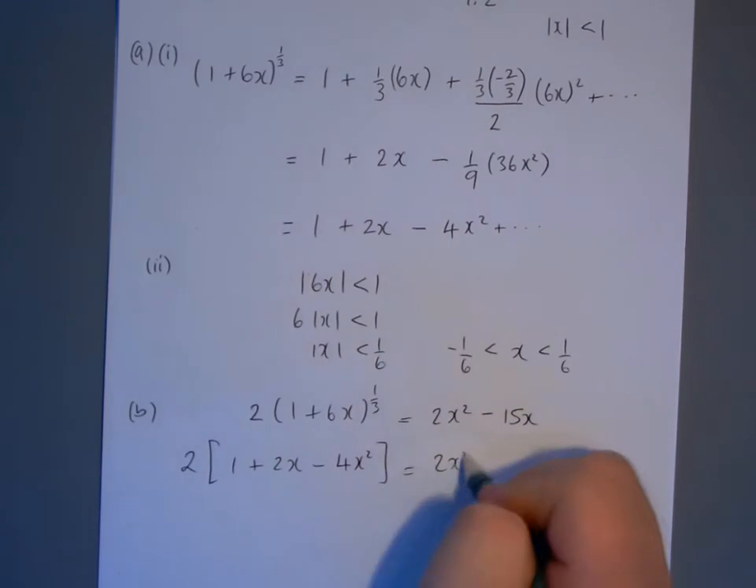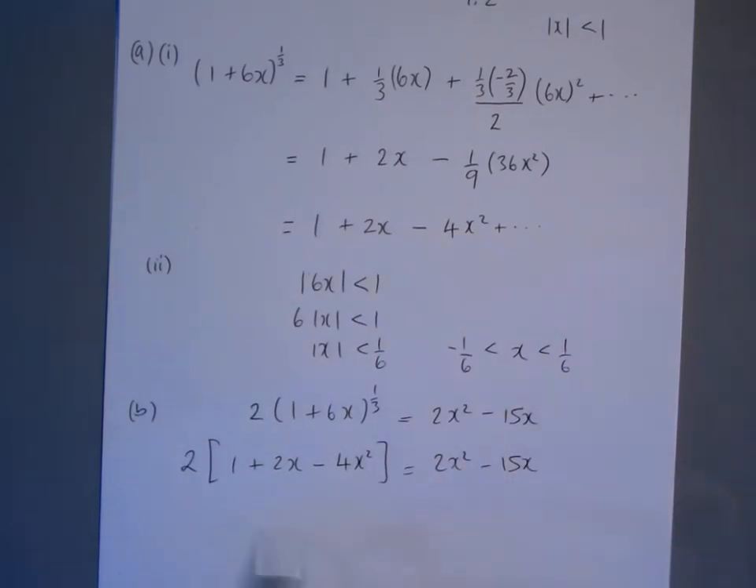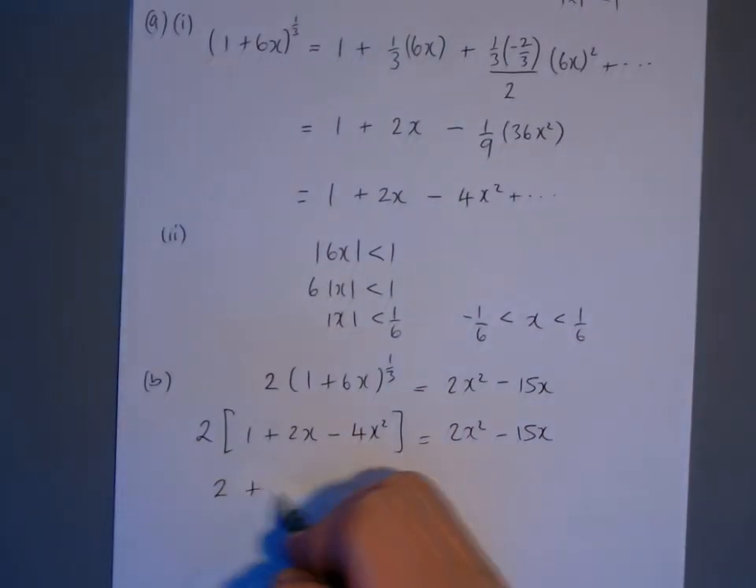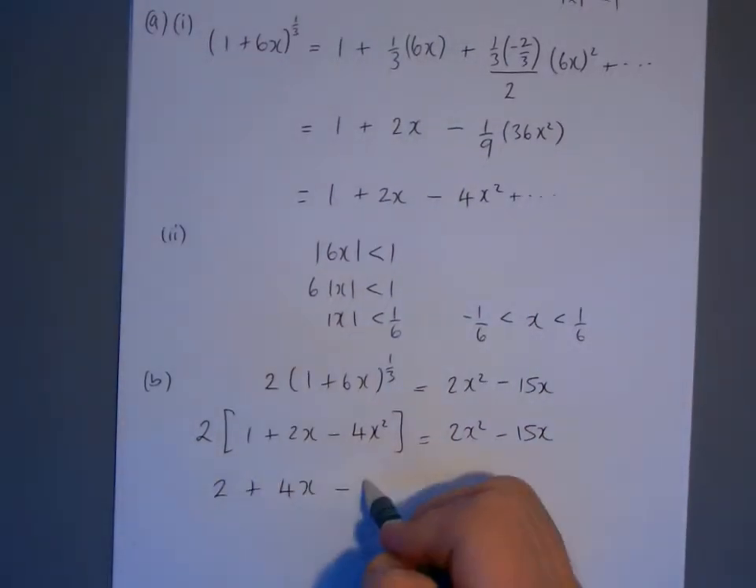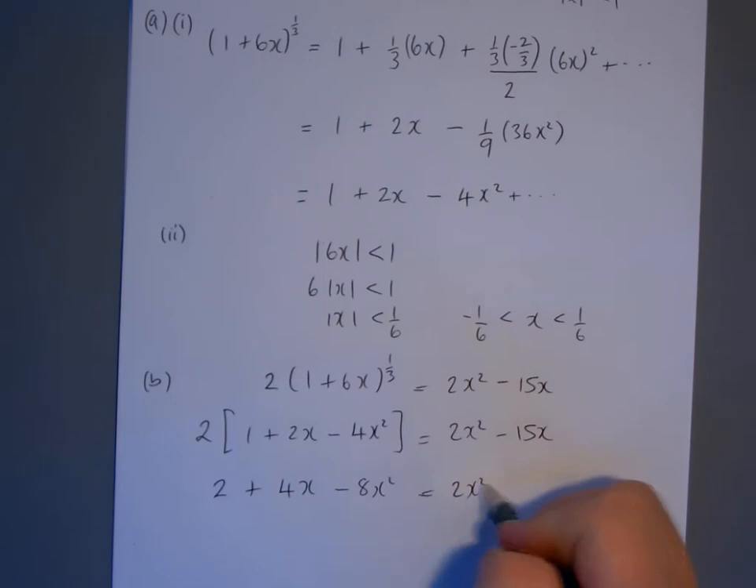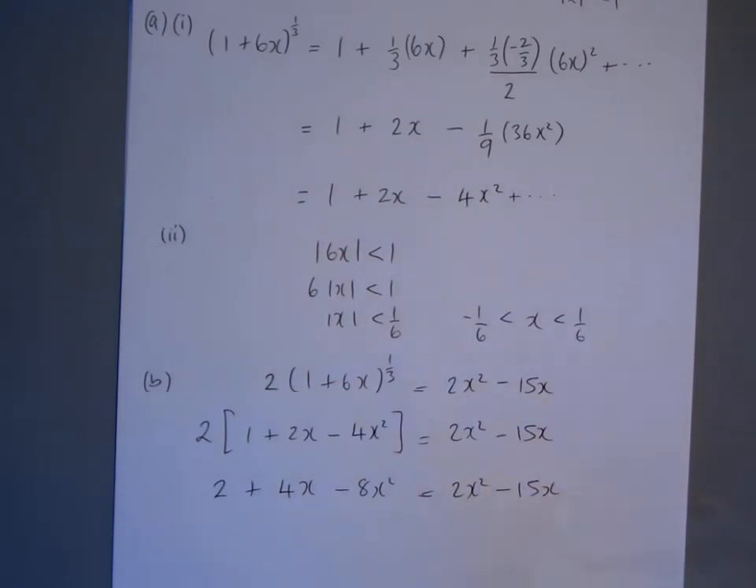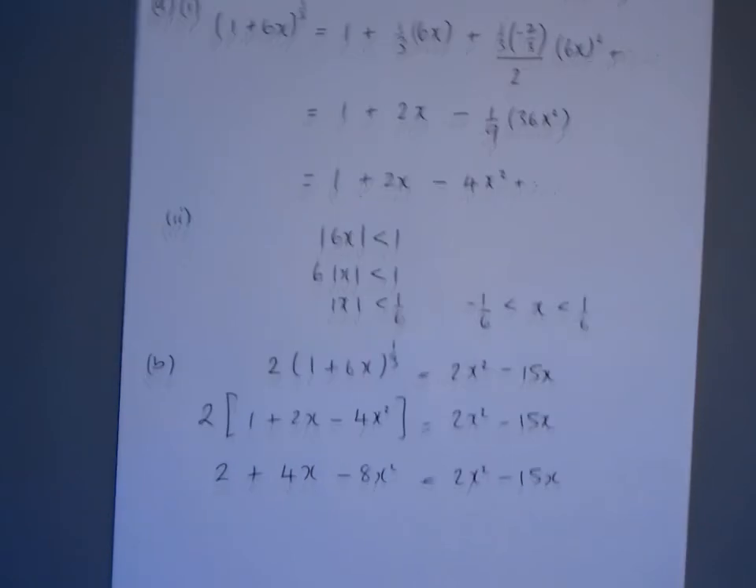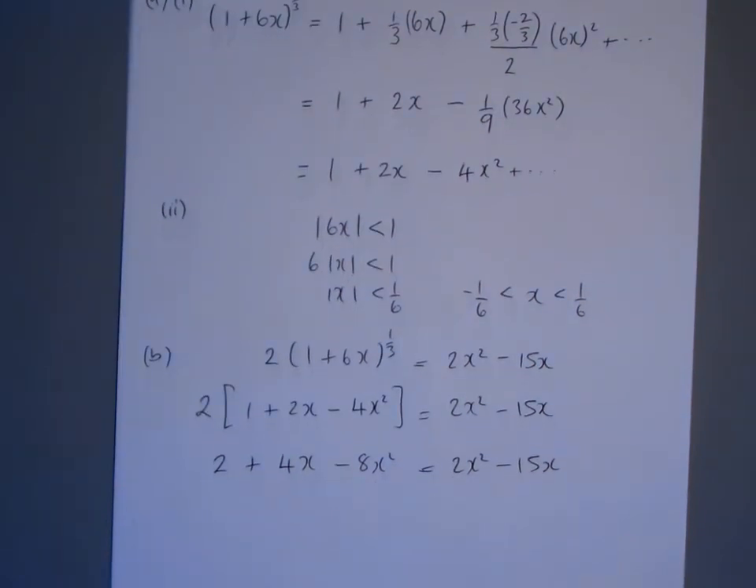Equals 2x squared minus 15x. Let's then expand this bracket. Okay, so we get 2 plus 4x minus 8x squared. So you times everything in there by 2, doubled everything, equals 2x squared minus 15x. Okay, so we've got that equal to this, which they've given us. So we've got an equation, haven't we? So we need to get everything onto one side, in order to establish what this would be equal to, 0. Maybe we can solve it then.